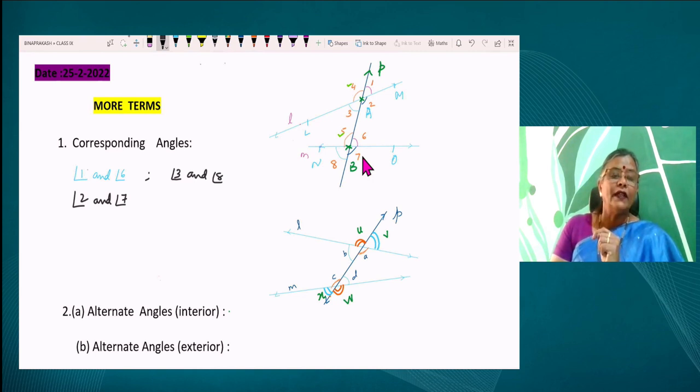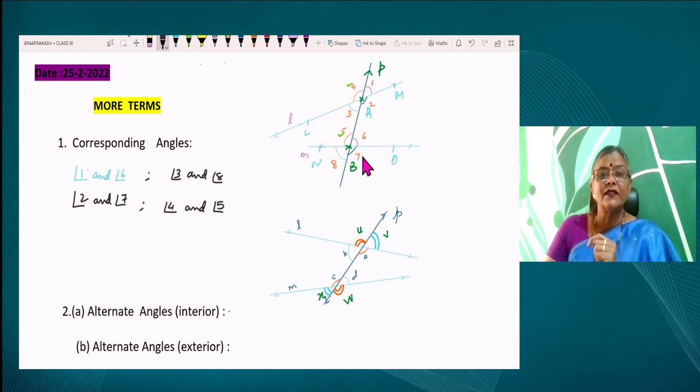Is this part clear? This is a very important thing: you need to identify the set of corresponding angles. Will 4 be corresponding to 5? Yes. So what we find here is four pairs of corresponding angles. I suppose this part is clear? Yes, ma'am. Now we move further.